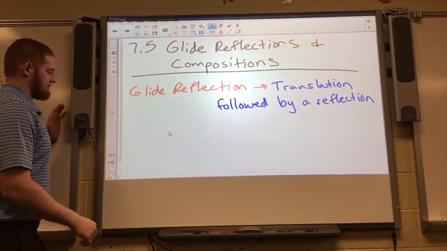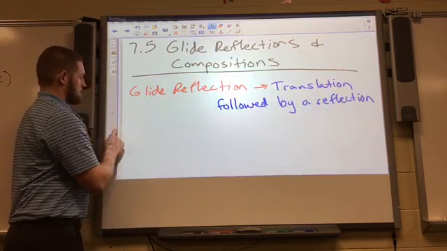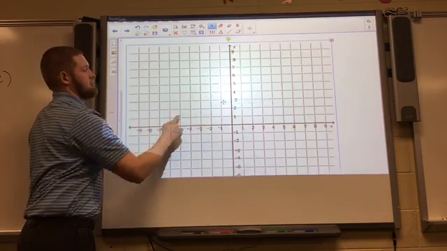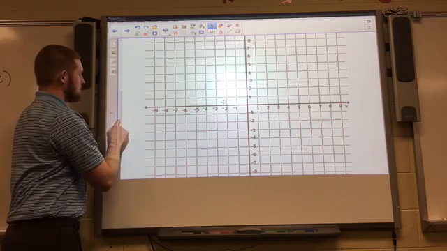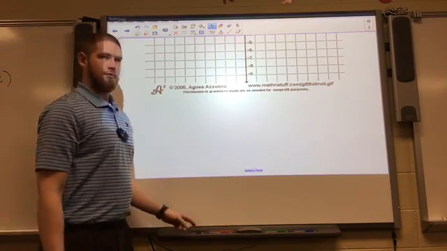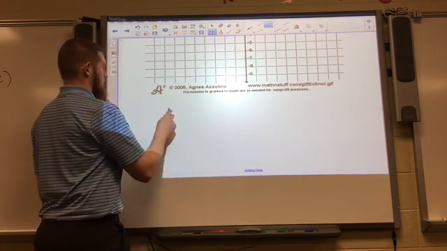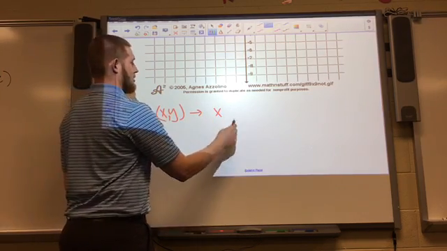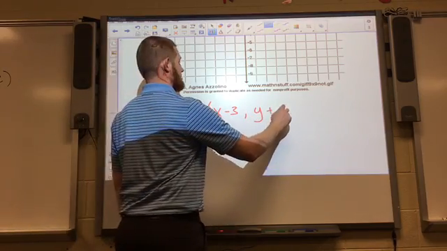Now, most of our stuff today is going to be on a coordinate plane. So if you need graph paper to take notes on, use that manila colored stuff in the middle of the shelf, please. We're going to draw a figure up here, and we're going to apply a glide reflection to it. So we are going to translate it this far. Let's go x minus 3, y plus 4.